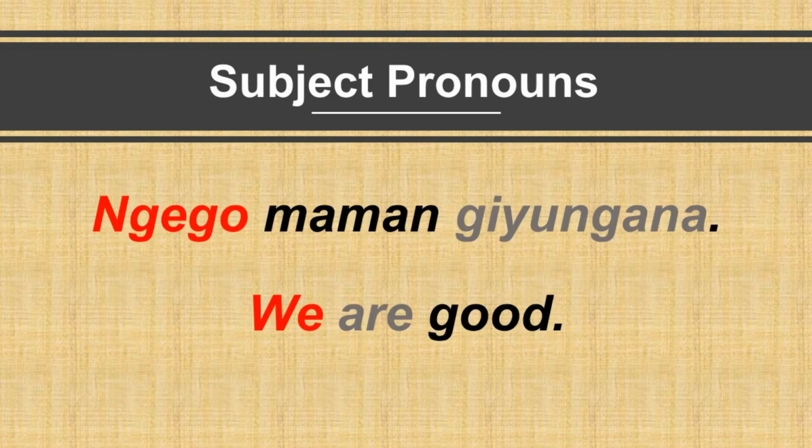Let's look at this example. If you want to say, we are good, you say, Ngego maman giyungana. Note that this verb is different again, but we will not talk about verbs in this lesson. We want to concentrate on the subject pronouns. So here the subject pronoun is ngego, we are good.